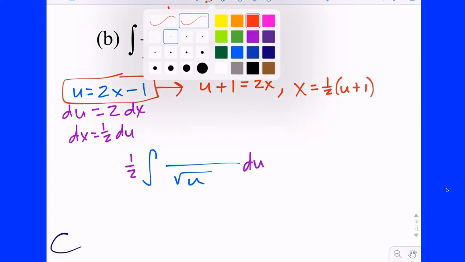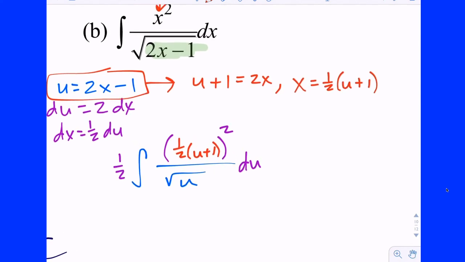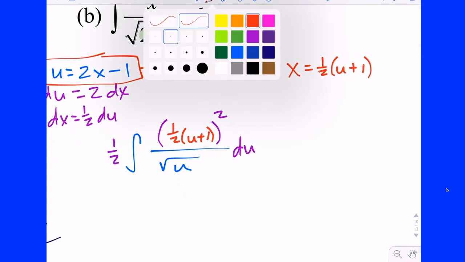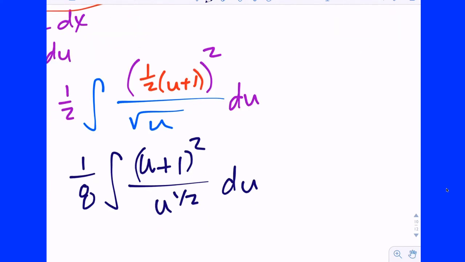Now here's where you have to be careful. In this case, we have x squared. So what are we plugging into that parentheses? The quantity 1/2 u plus 1. Yes, as long as you remember the 1/4. It's very easy to forget to square that 1/2. It is a 1/2 squared, which becomes a 1/4, which then can come out front with the 1/2 that's already there to become a 1/8. Then you're left with u plus 1 quantity squared all over u to the 1/2.